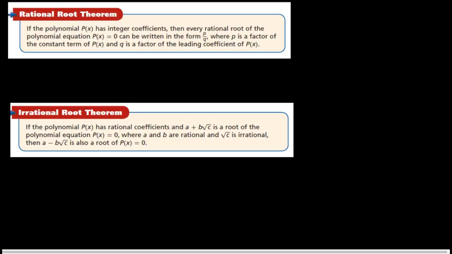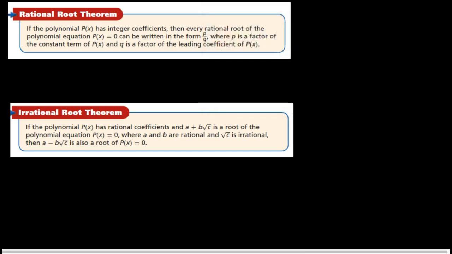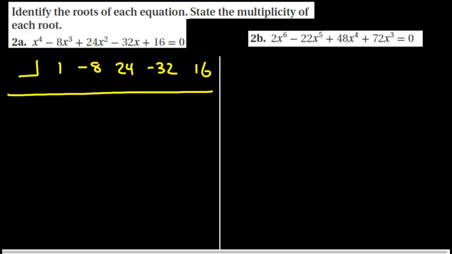So I'm going to jump a page ahead. The rational root theorem states that if you have a polynomial with integer coefficients, every possible rational root of the polynomial equation can be written in the form p over q, where p is a factor of the constant term and q is a factor of the leading coefficient. So, that reads like a typical math book. What does that mean for our equation?